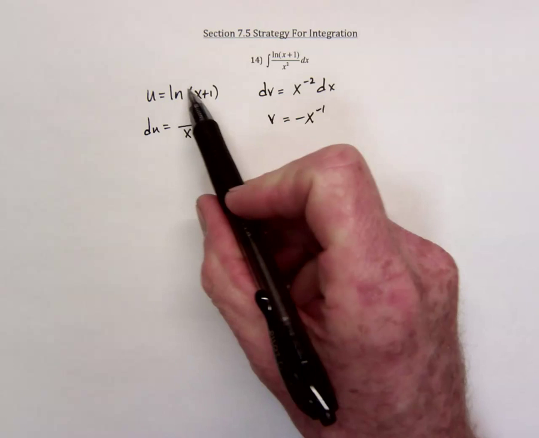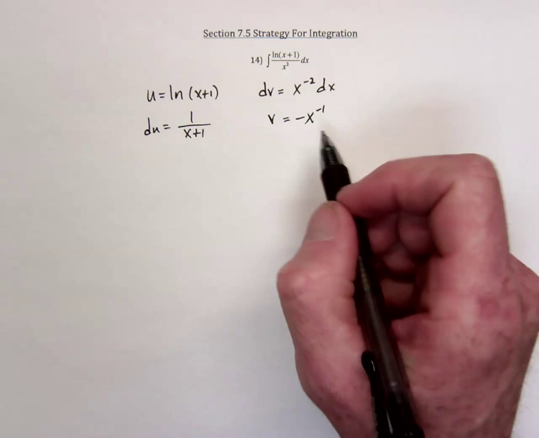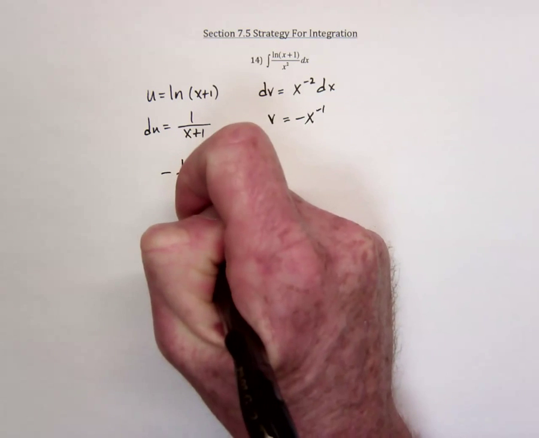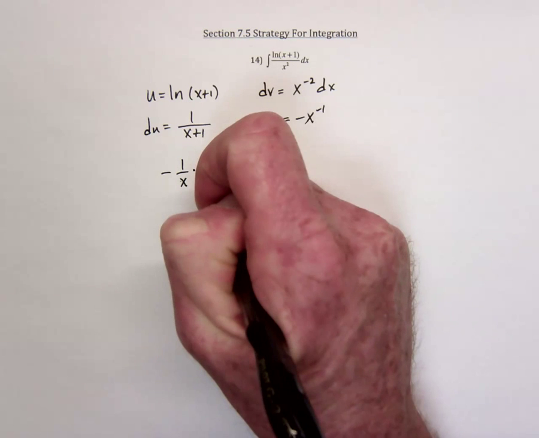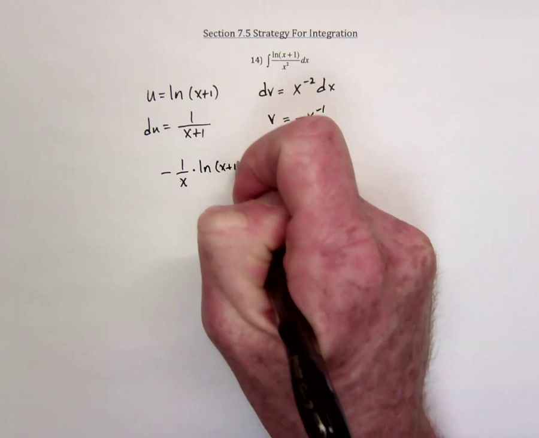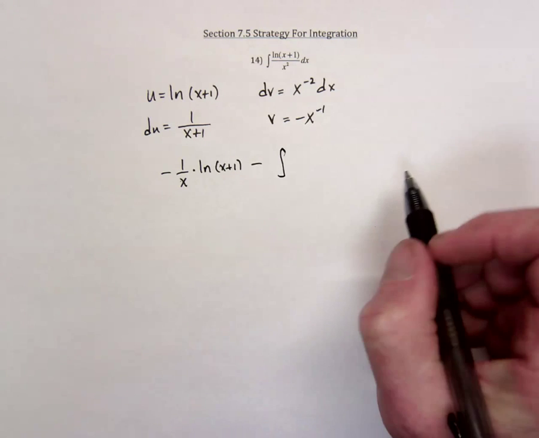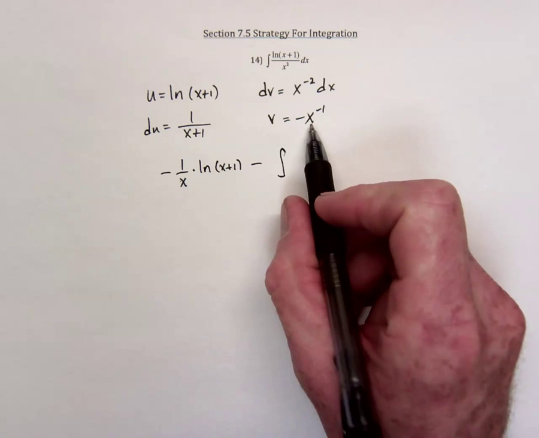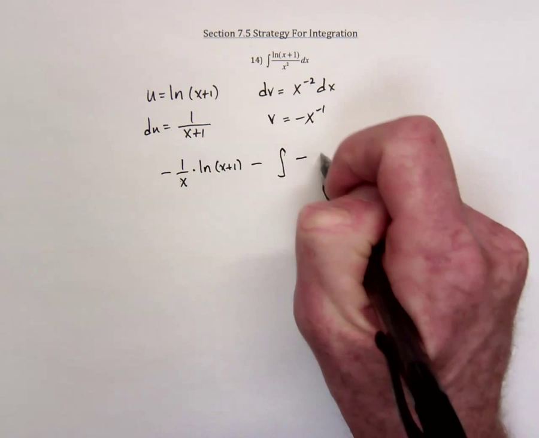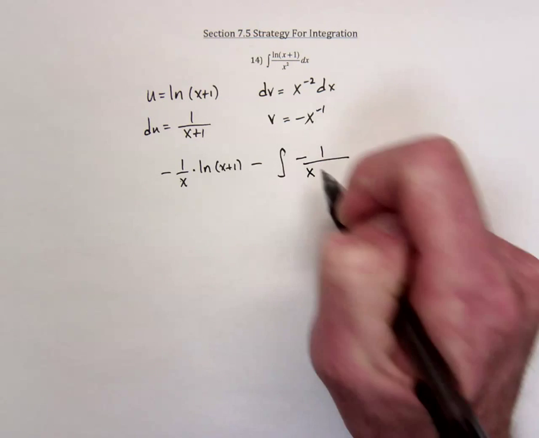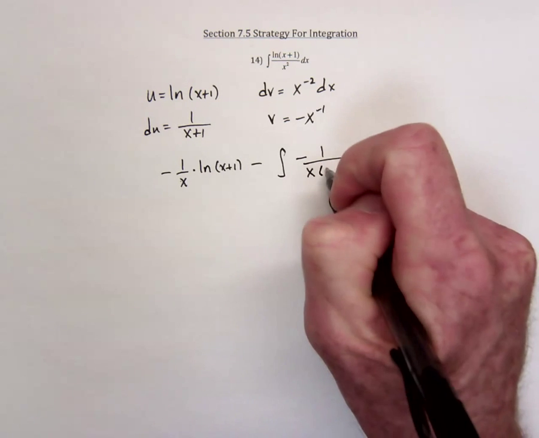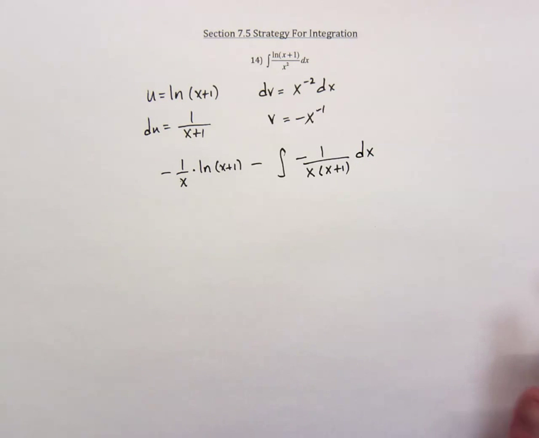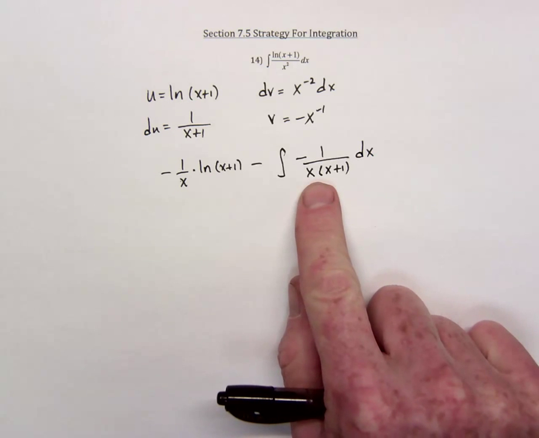So for integration by parts, we multiply u times v. So this, I'm going to rewrite it as 1 over x times the u, natural log of x plus 1, and then minus integral of the v times the du, and again rewrite this as 1 over x, and then times this. Alright, now we need to work on this integral.